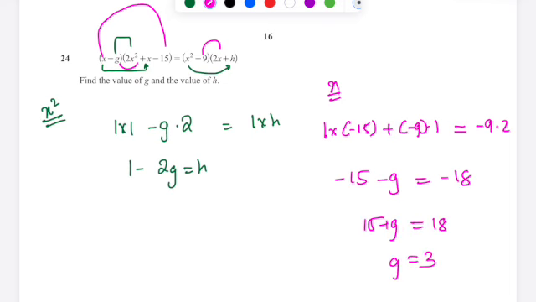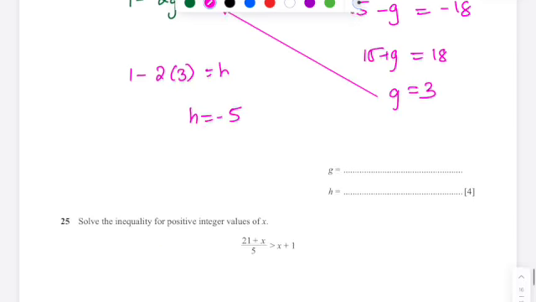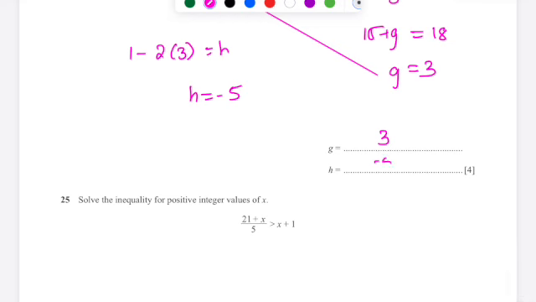G equals 3. Plug in g equals 3 over here. 1 minus 2 times 3 equals h. H equals negative 5. So 3 and negative 5.